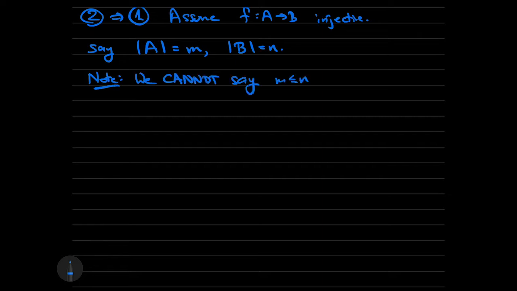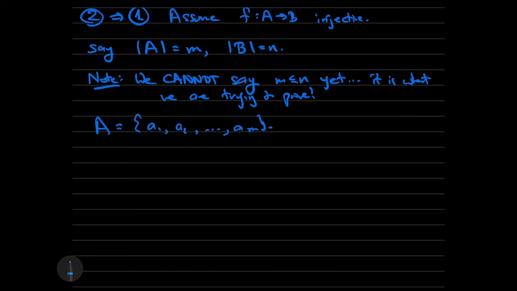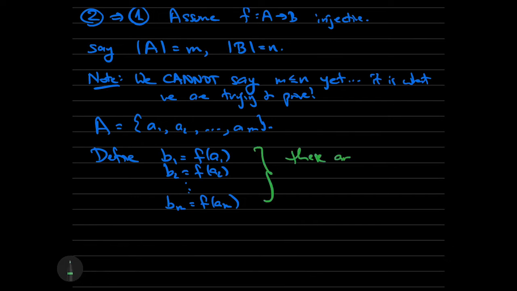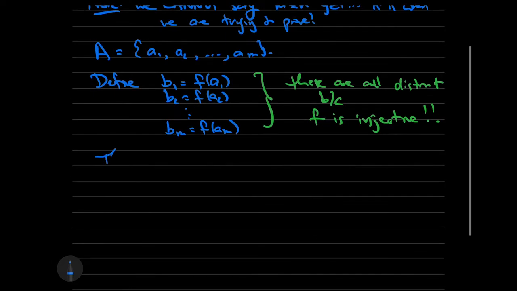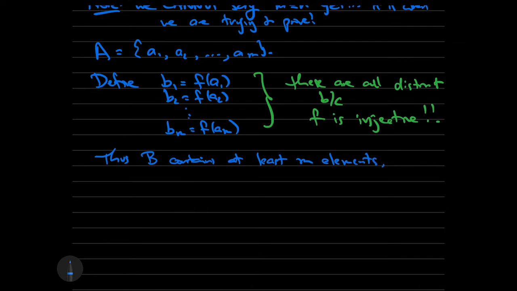Now label the elements of A as a1, a2, all the way up to am. Now define the elements of B as bk equals f of ak for k equals 1 through m. So b1 is f of a1, b2 is f of a2, etc. Now since f is injective, the bk's are all distinct. That means that the set B contains at least m elements, because we've written down m distinct elements, and therefore the size of B is at least as big as the size of A, which establishes 1.